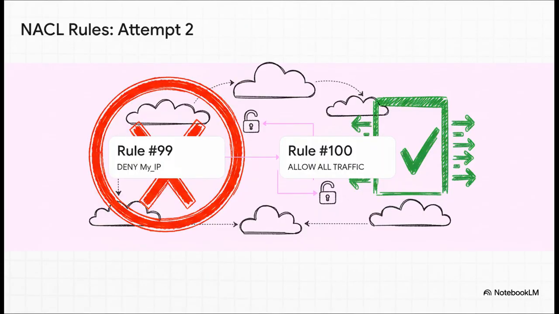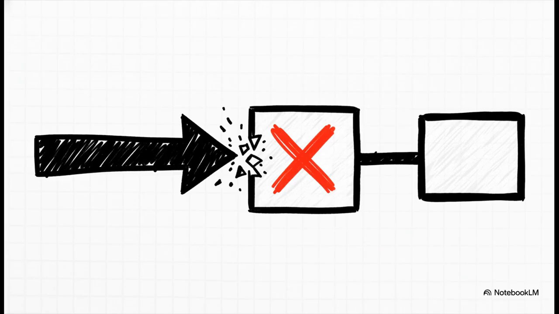Okay, round two, let's fix this. And the fix is surprisingly simple. All we gotta do is change the rule number. This time, we're gonna put our deny rule at number 99, so it comes before the general allow all rule at 100. And boom, access denied. It works perfectly. The NACL checks rule 99, it sees a match for my IP, it executes the deny, and it stops. This is the lesson for NACLs, folks. The lowest rule number that gets a match wins, every single time.